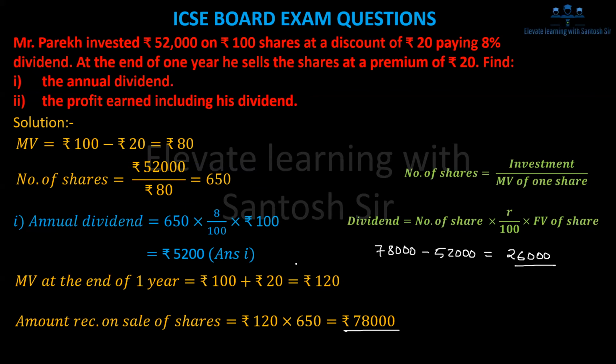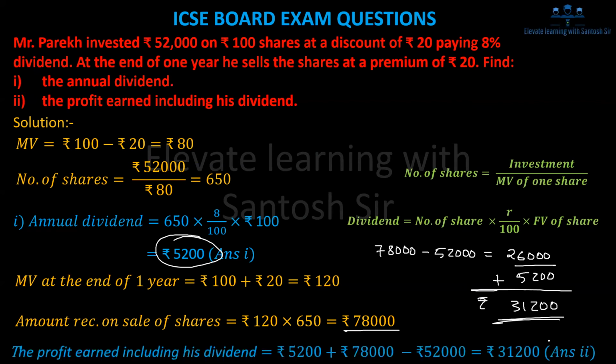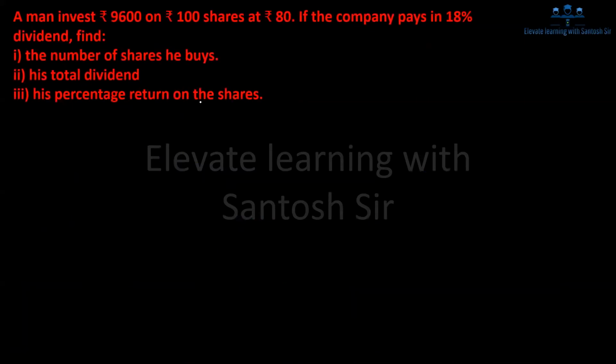Not only this, he also gained a profit of 5,200 from dividend. So now what is the total profit of Mr. Parekh? It would be 31,200. So we can calculate his profit and we can obtain 31,200 as the profit of Mr. Parekh. Let's proceed here.